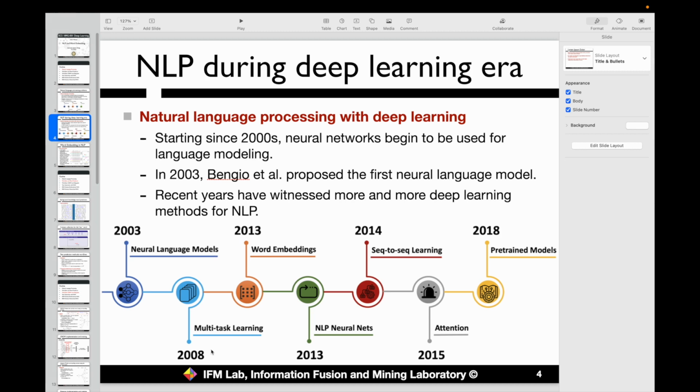Then in 2008, we have multitask learning. In 2013, people started to focus on word embeddings. Then we have some NLP neural nets in 2013, and sequence-to-sequence learning and attention as well as some pre-training models. So these are the development history of natural language processing in recent years, and we have achieved lots of success with models that apply neural nets to deal with natural language processing problems. We have mentioned some of them already, like recurrent neural nets, LSTM, and GRU in the previous section.